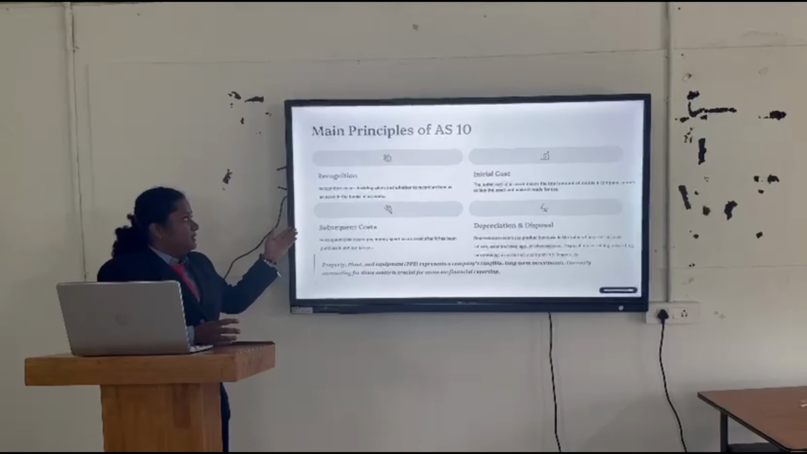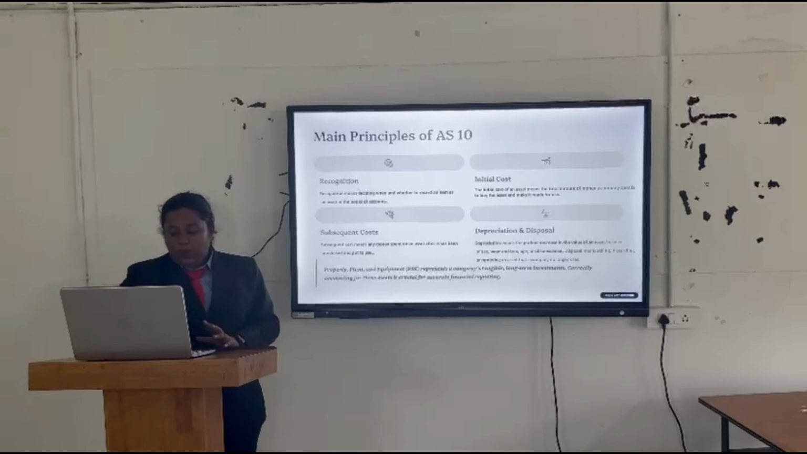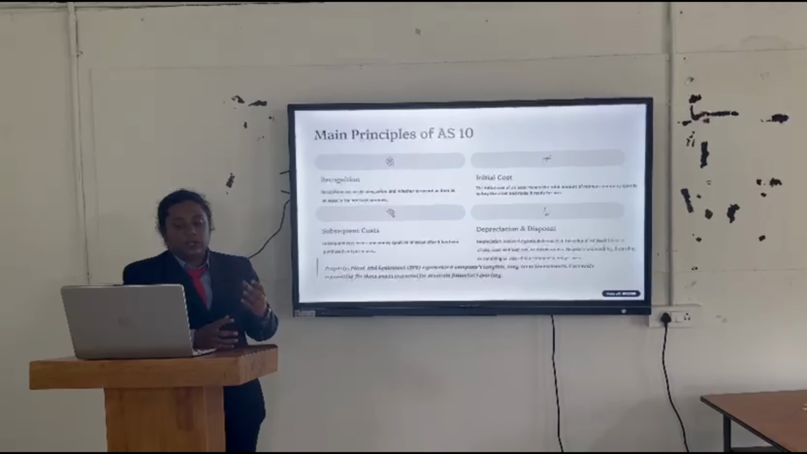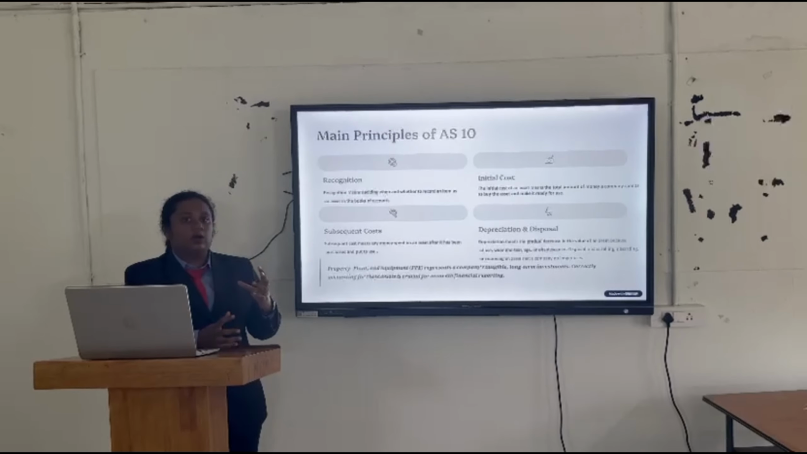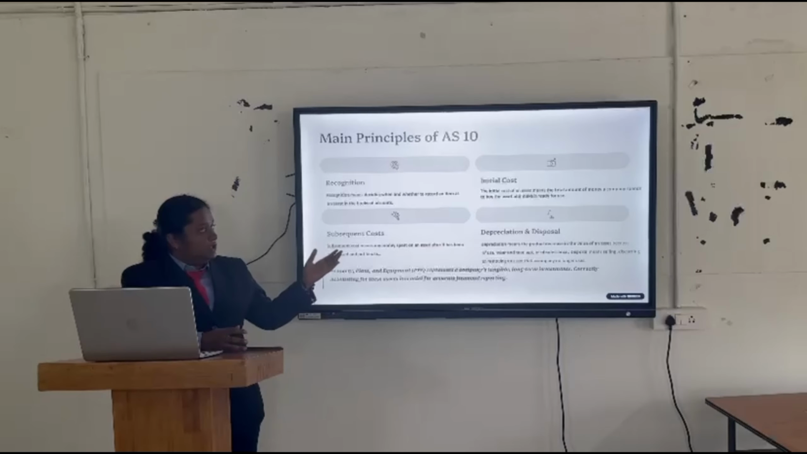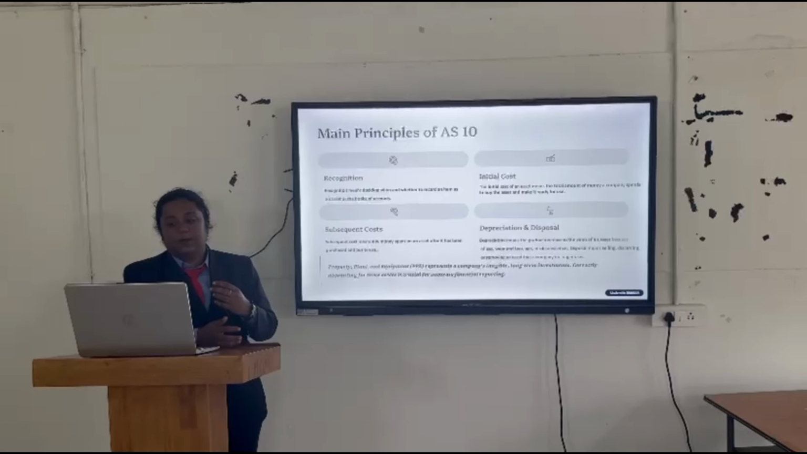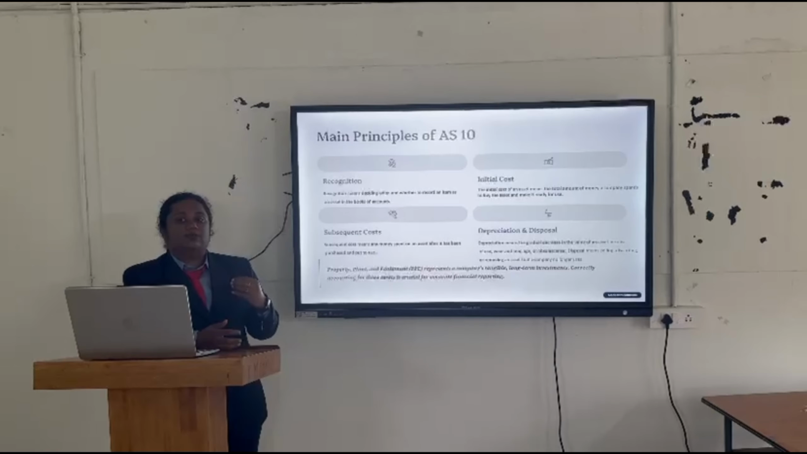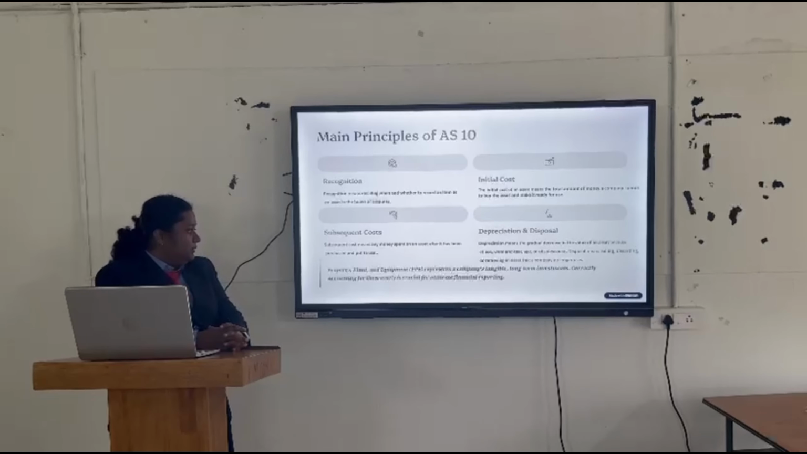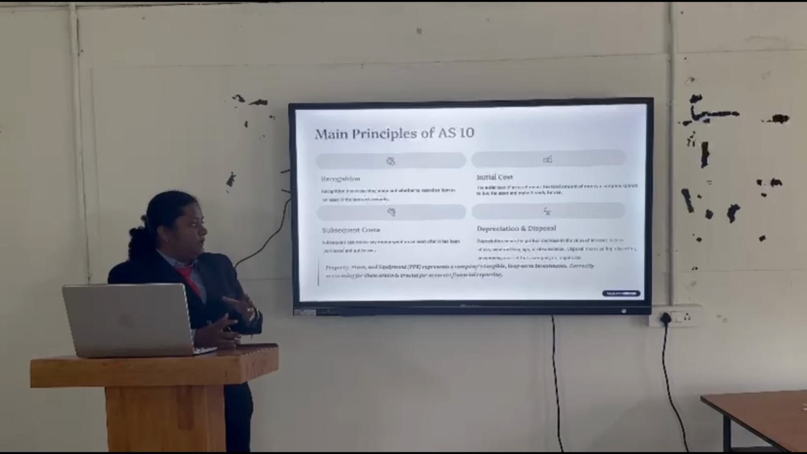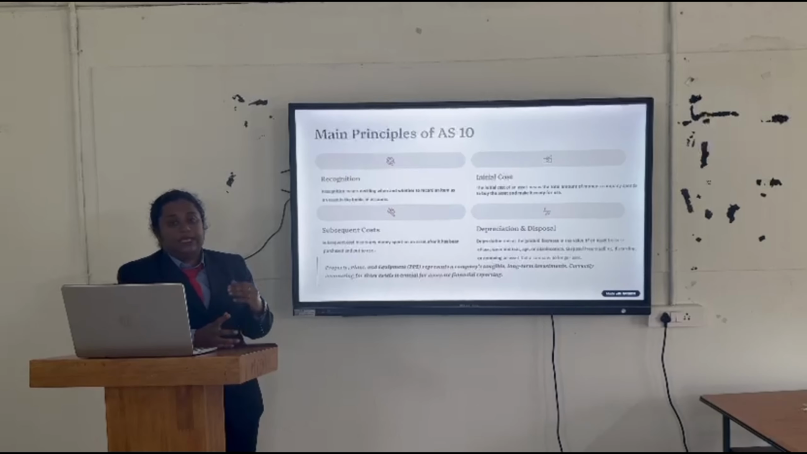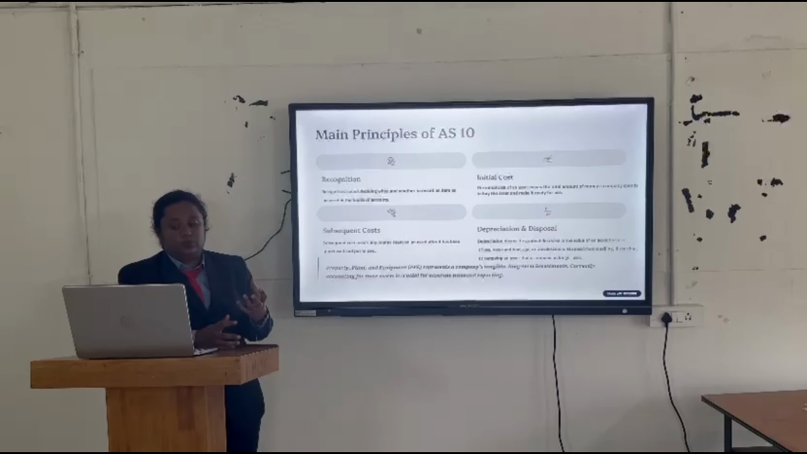Coming to recognition, it means deciding when and whether to record an item as an asset in the books of accounts. Moving to the initial cost, it means the total amount of money a company needs to buy an asset and make it ready for use. Third one is subsequent cost. It means any money spent on the asset after it has been purchased or put to use.